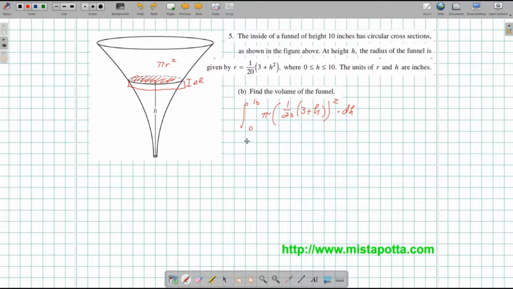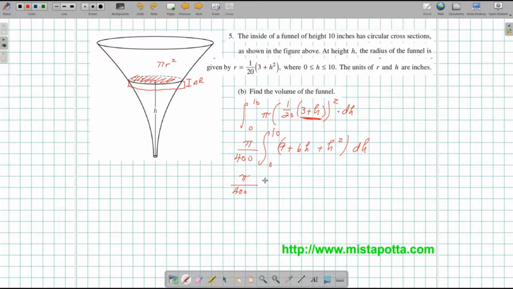Now, pi is a constant, and 20 squared is a constant. So I'm going to take the pi over 400 completely out. And I'm integrating from 0 to 10. This binomial is being squared. So that's going to be 9 plus 6h plus h squared. And I'm going to be integrating that with respect to h. And this is just a polynomial. It's pretty straightforward to integrate.